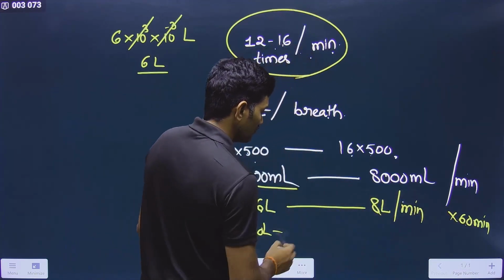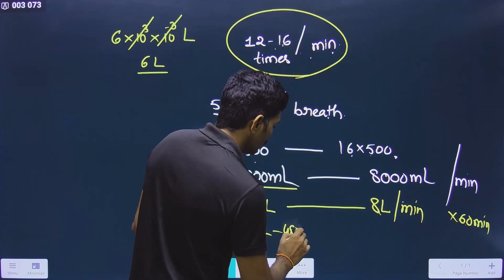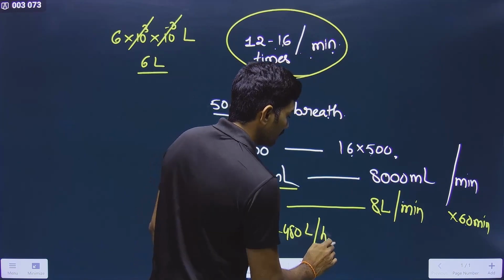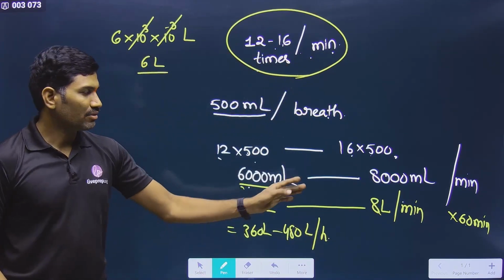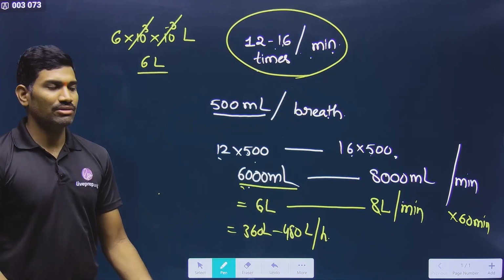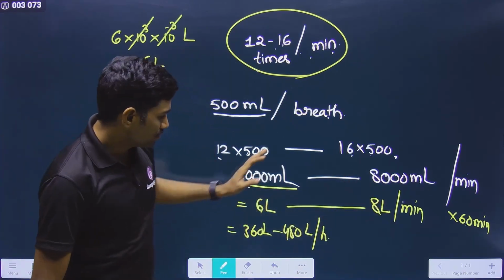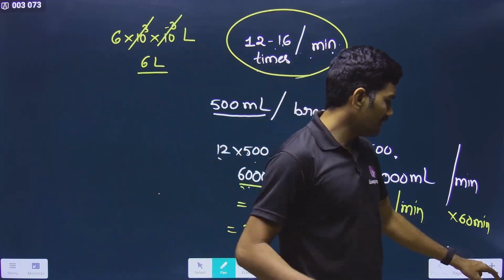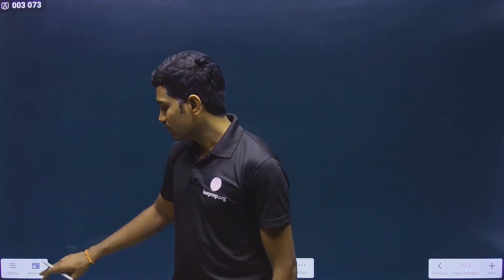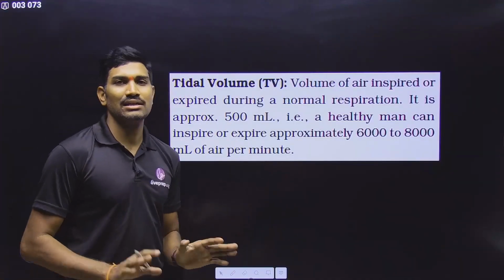480 liters per hour. In this way, whether they are asking for 1 breath or for 1 minute or for 1 hour, whatever it is, this is what you need to do for the calculation. So calculation part, application questions can be anything, but the basic information you need to know, and how to do the calculation, that also you need to know.